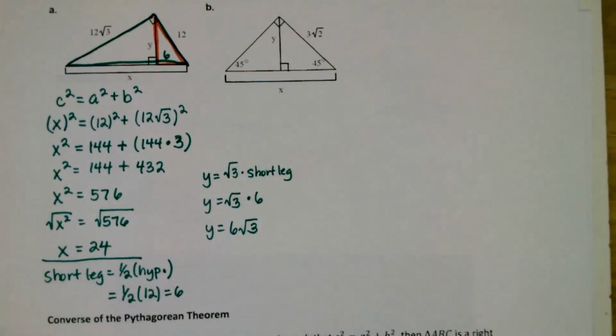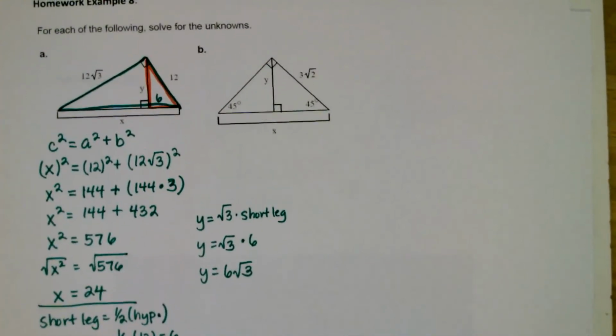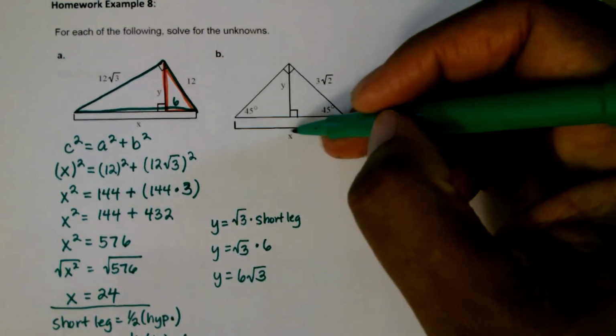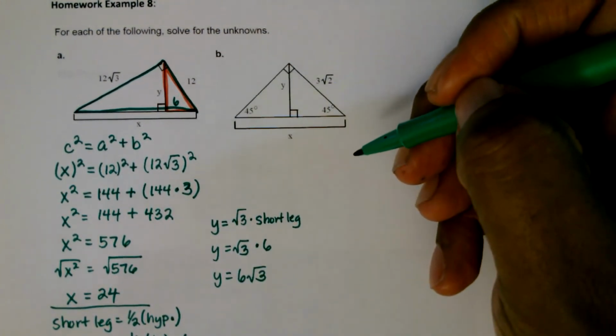All right, now let's look at part B. Part B is that 45, 45, 90 right triangle. And here I want to find out what x is, and I want to find out what y is.